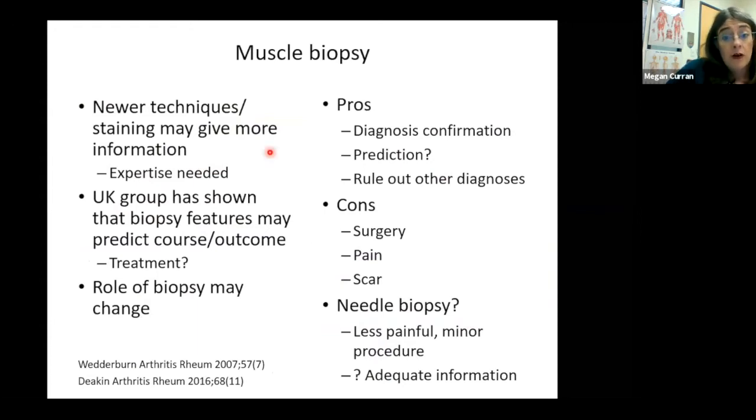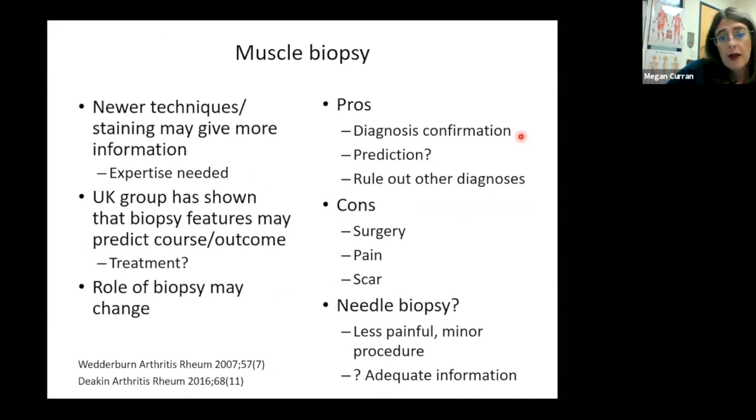Muscle biopsies are important, but they're not used in every center. Some centers perform biopsies in all patients with juvenile myositis, and others only when there's a question about the diagnosis. So newer techniques and stains might give us more information about the prognosis of a patient, meaning what will happen to them in the future.